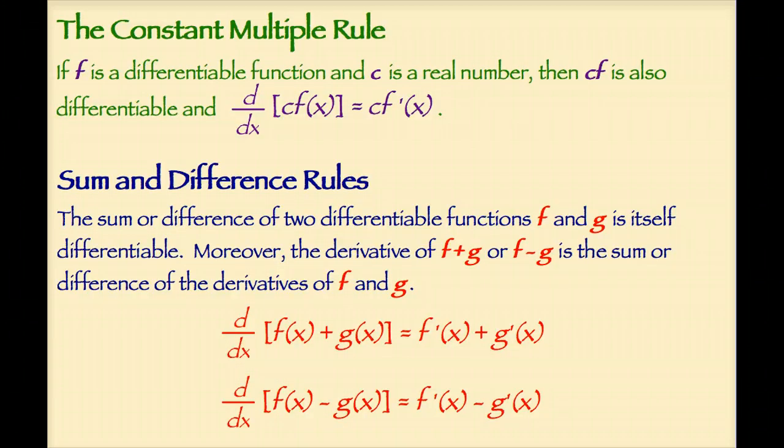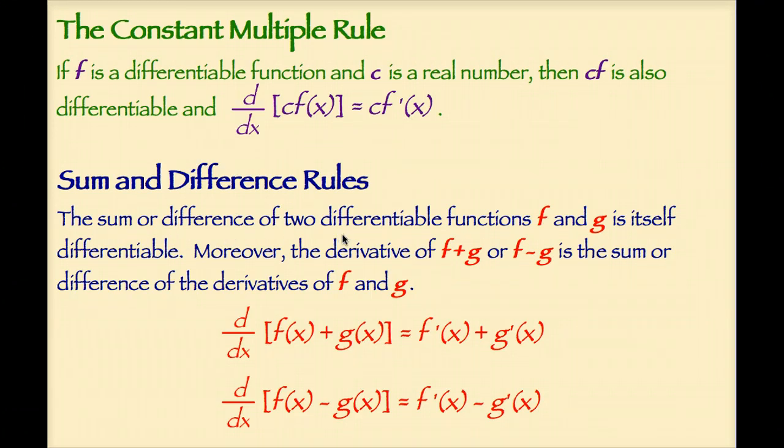Let's expand our understanding of the power rule by looking at the constant multiple rule and sum and difference rules. If f is a differentiable function and c is a real number, then cf is also differentiable, and the derivative with respect to x of c f of x is equal to c f prime of x. This is just saying if you have a constant multiplied by a function, the derivative will be the constant multiplied by the derivative of the function.